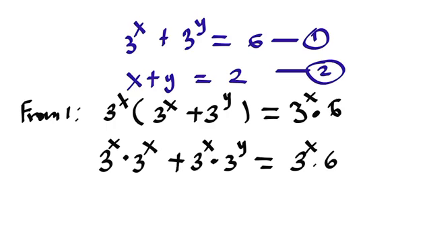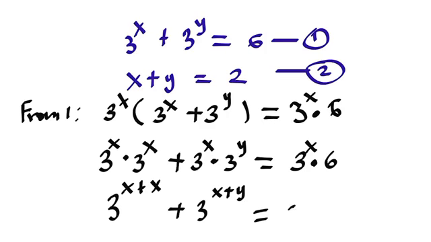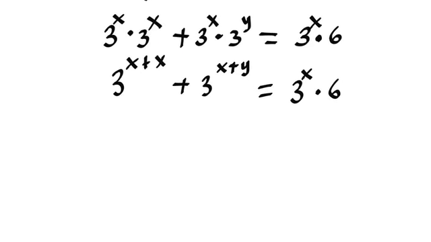So now from there we're going to have 3 to the power of 2x, that is x plus x from the law of indices. We'll have 3 to the power of x plus x plus 3 to the power of x plus y, then equals 3 to the power of x multiplied by 6. So now from there, you're going to have 3 to the power of 2x plus 3^(x+y).